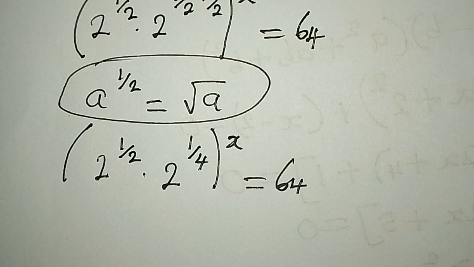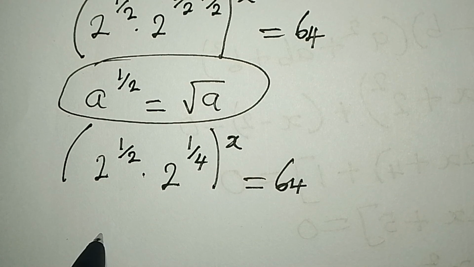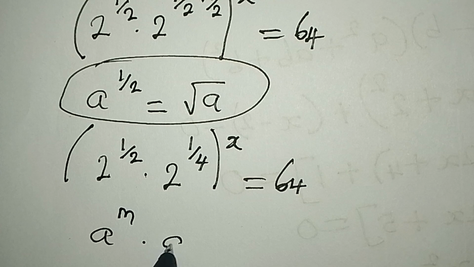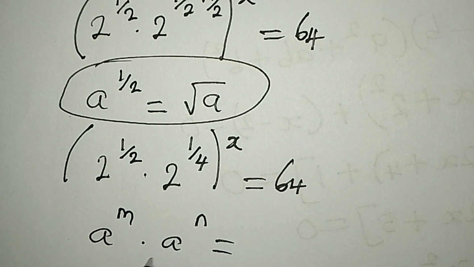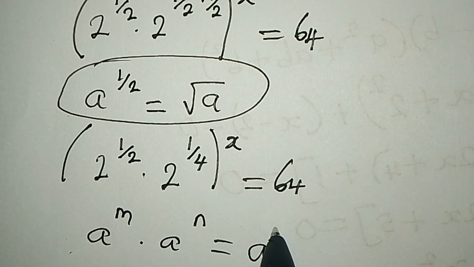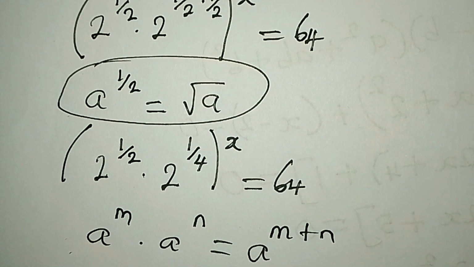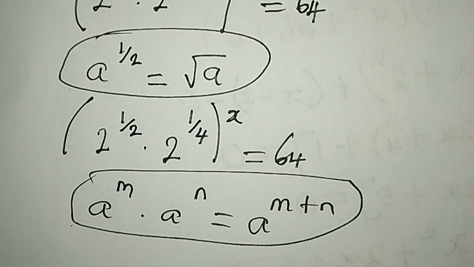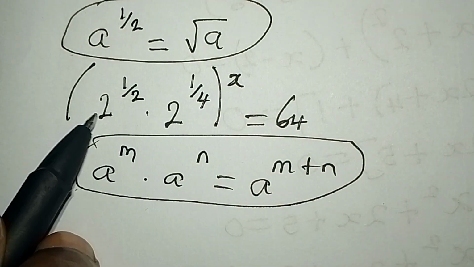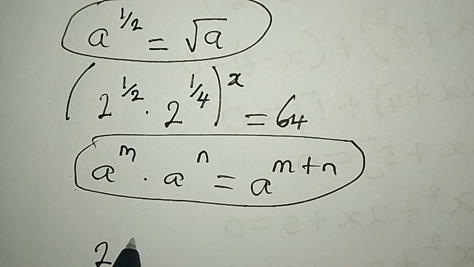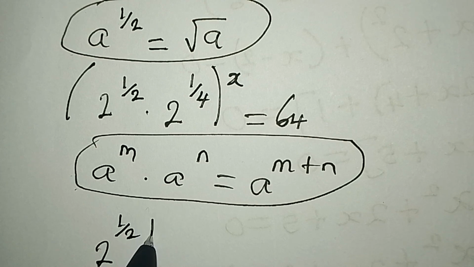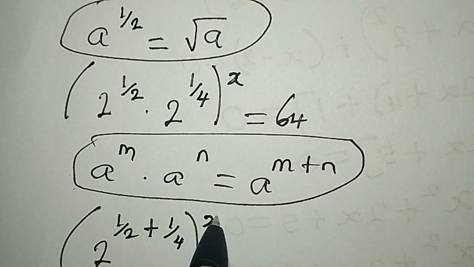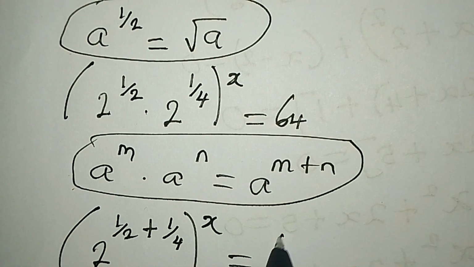And then from here, remember this law of indices: if you have a to the power of m multiplied by a to the power of n, you pick one of the bases and then add the powers, m plus n. So I'm going to apply this right away. Since these are the same, I'm going to pick 2 and add 1 over 2 and 1 over 4. Remember, this is still to the power of x and is equal to 64.